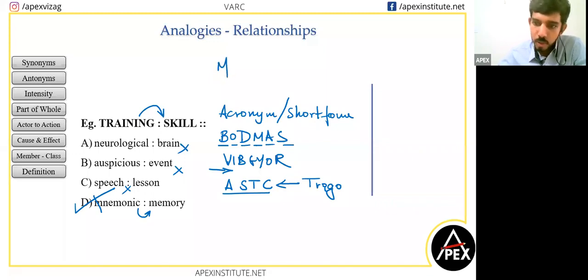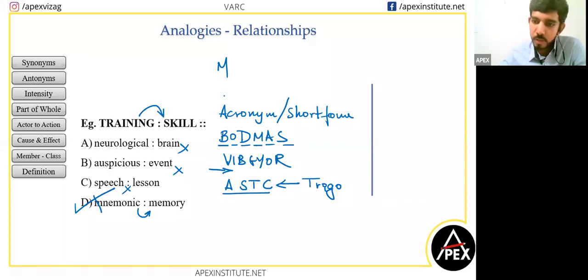Okay, so there's a doubt on the question itself from Pranavi. Through training, we get skill. Through speech, we understand the lesson. No, it's improving. So you can't improve a lesson with a speech. You don't get skill, you improve your skill. So that's why it's "mnemonic improves memory."